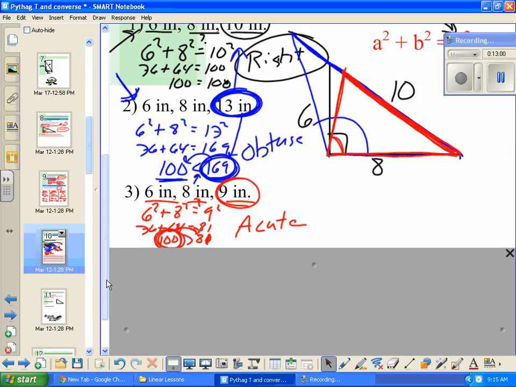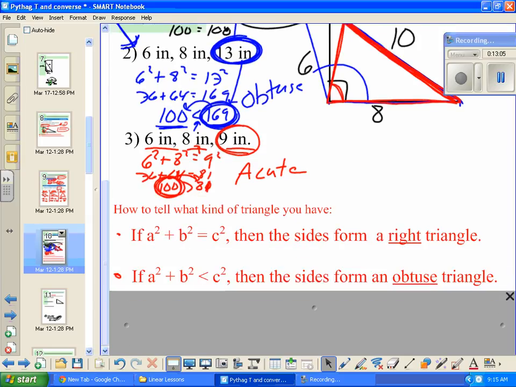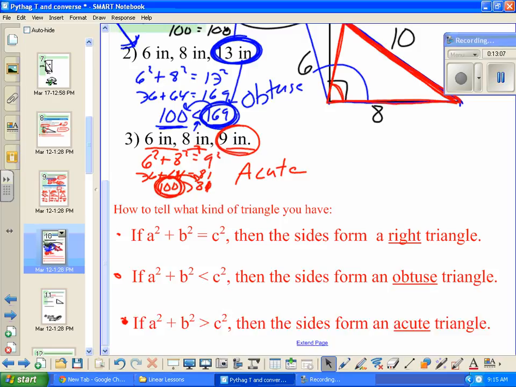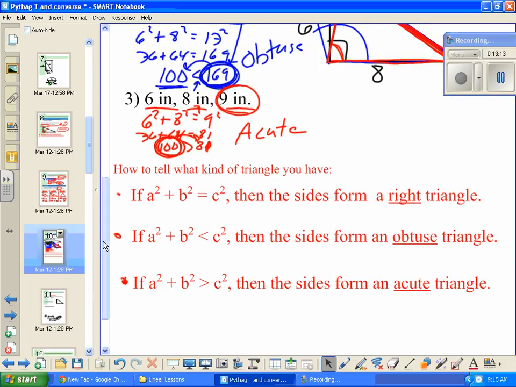I've shown it in those 3 examples, what happens for each case. Here's the straightforward version of what to write down in your notes, in case you're somebody who likes that. Well, exactly what do I do, Mr. Cato? What happens? Well, here are some lines that might help you with that: how to tell what kind of triangle you have.